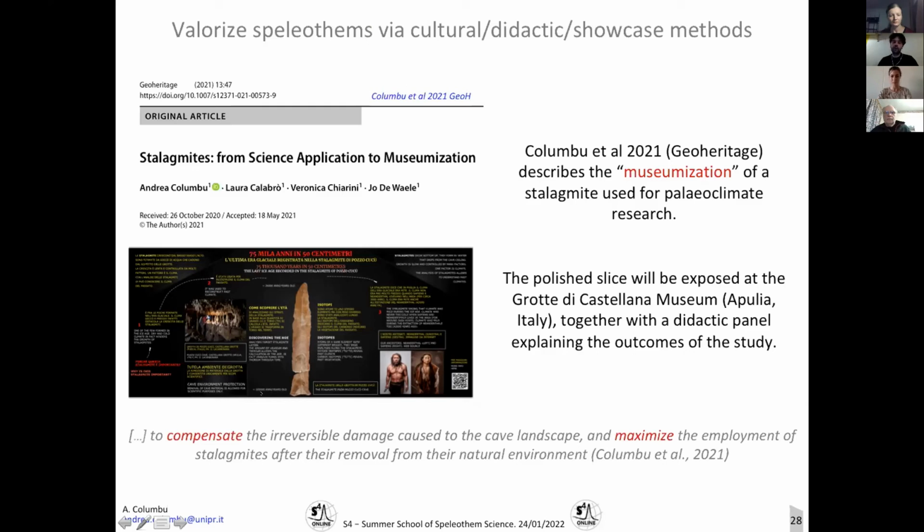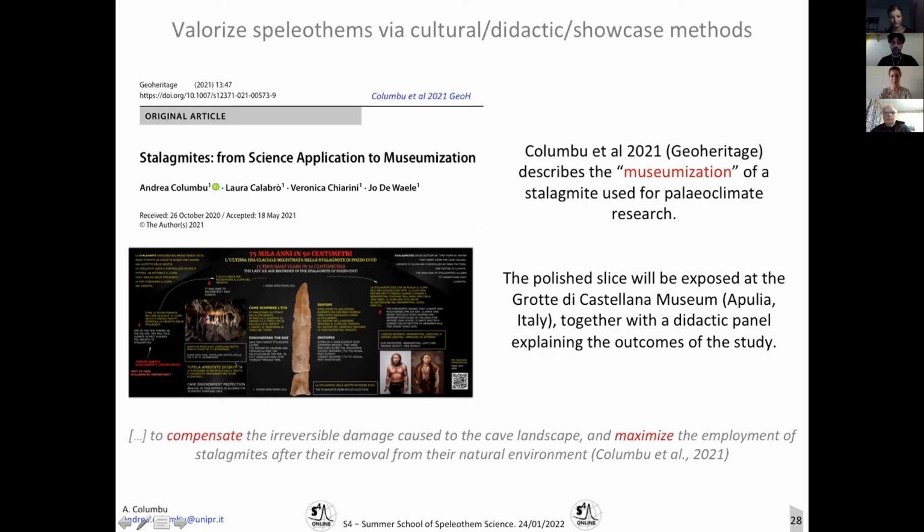So how do we valorize the scientific outcomes of our studies for a larger audience? What we have done here is donate half of the slabs to a museum in the Castellana Caves. Castellana Caves is possibly one of the most important show caves in Italy, in southern Italy, in Apulia, and there is a museum just at the entrance of the cave.